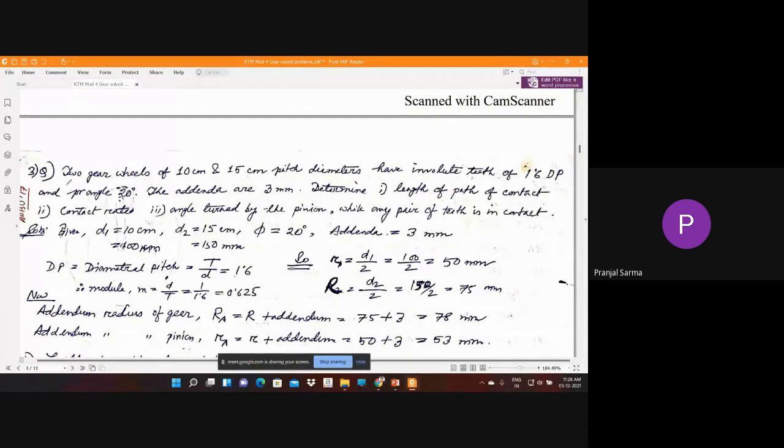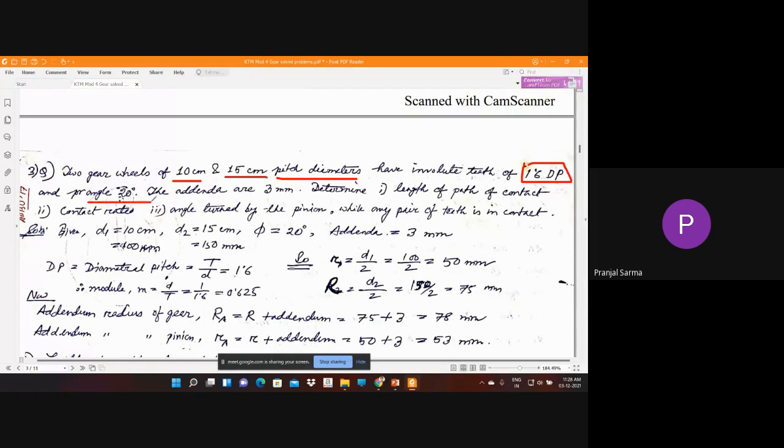So what does it say? It says that two gear wheels of 10 centimeter and 15 centimeter pitch diameter, it is the pitch circle diameter, have involute tooth profile of 1.6 dp. Dp means diametral pitch. Okay, so the module is not given, diametral pitch is given this time. That is the inverse of the module, which is not generally used, but in this question this is given.